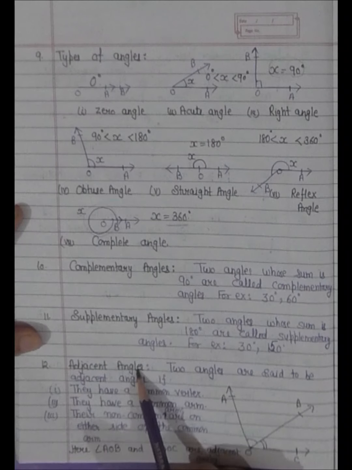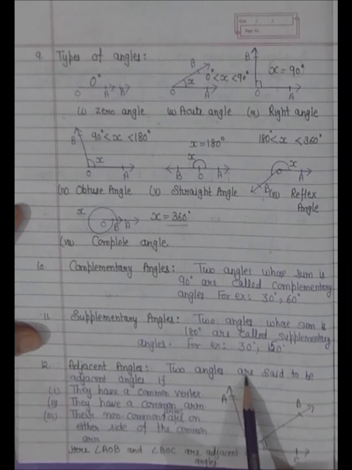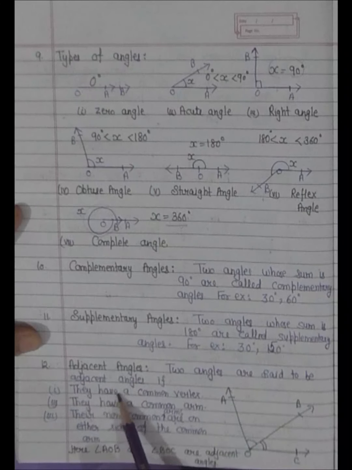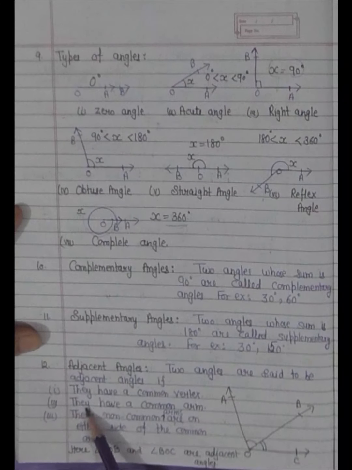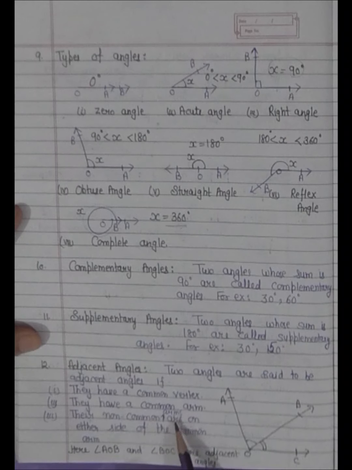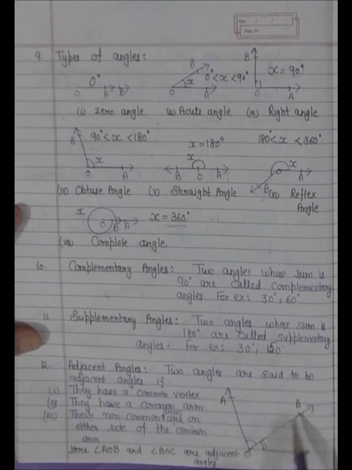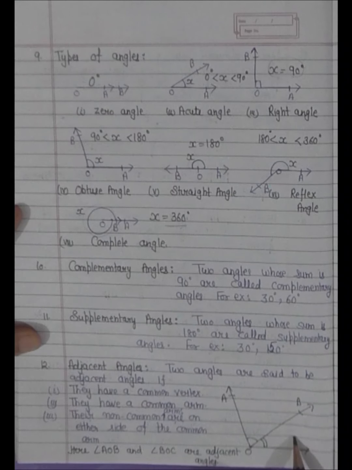Next, adjacent angles. Two angles are said to be adjacent angles if they have a common vertex, they have a common arm, and their non-common arms are on either side of the common arm. Here, angle AOB and angle BOC. These are adjacent angles. Why?